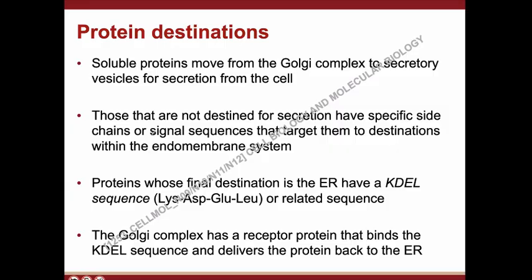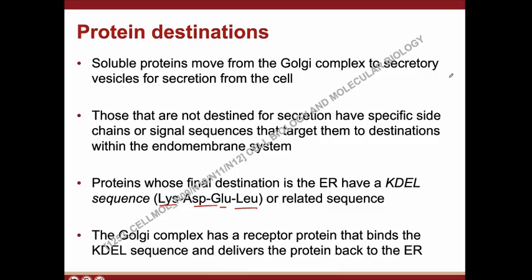Proteins whose final destination is the ER also use a different mechanism. So for this one, proteins whose final destination is the ER have what we call the KDEL sequence, which is basically a representation of your amino acids lysine, aspartate, glutamate, leucine, di ba? Or any related sequence. Okay? So the Golgi complex will also employ a receptor protein that binds to your KDEL sequence and will deliver the target protein pabalik ng ER.